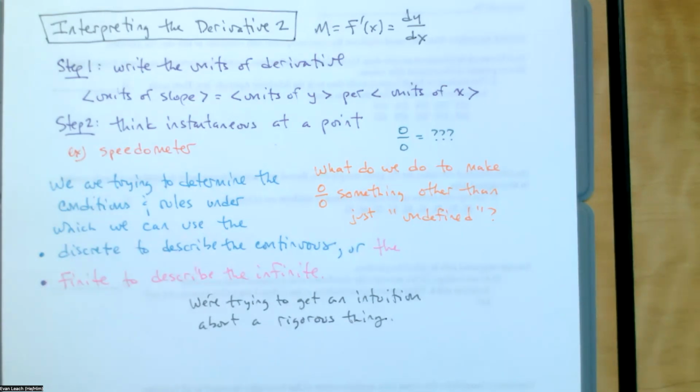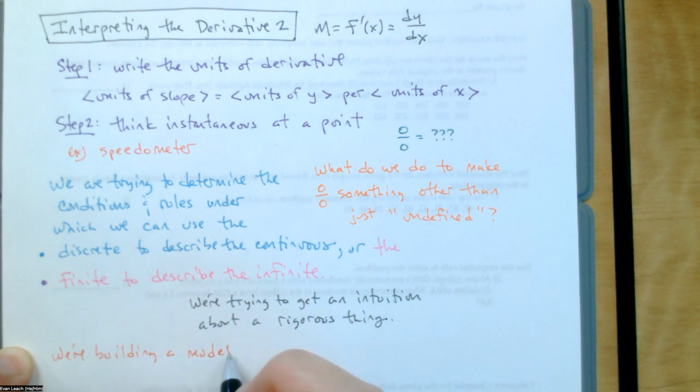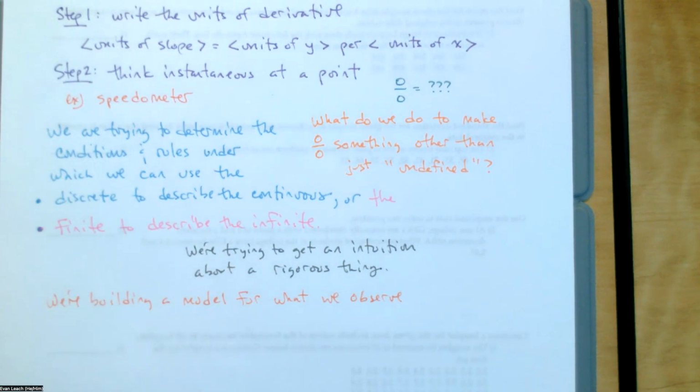Other things that look like this, what we're trying to do with math is model the world we see around us so that we can analyze the world that we see around us. We're trying to create a model for what we observe so we can analyze and understand what we observe.